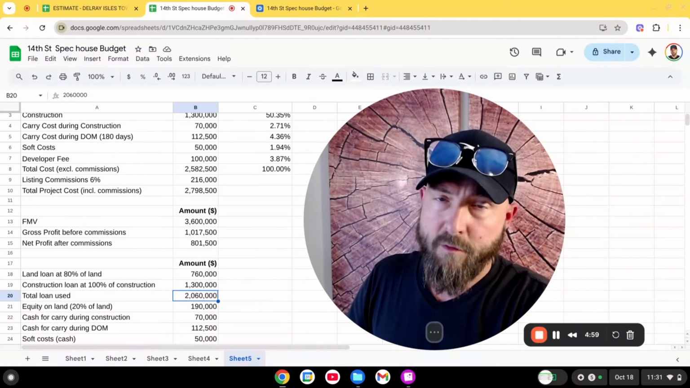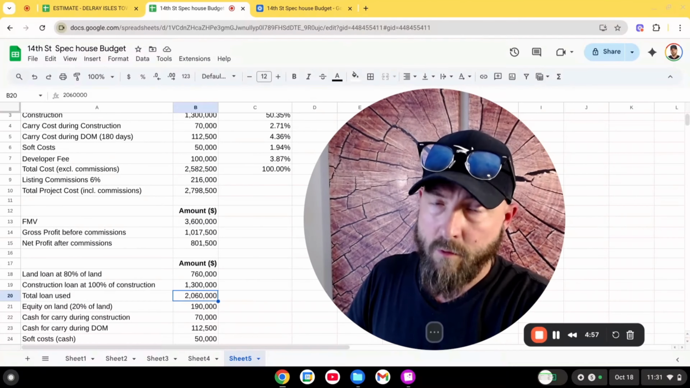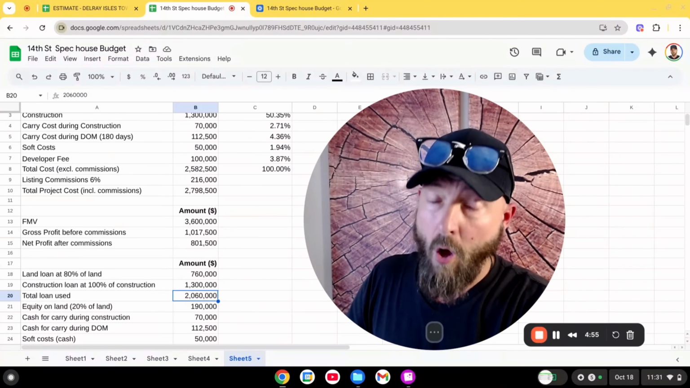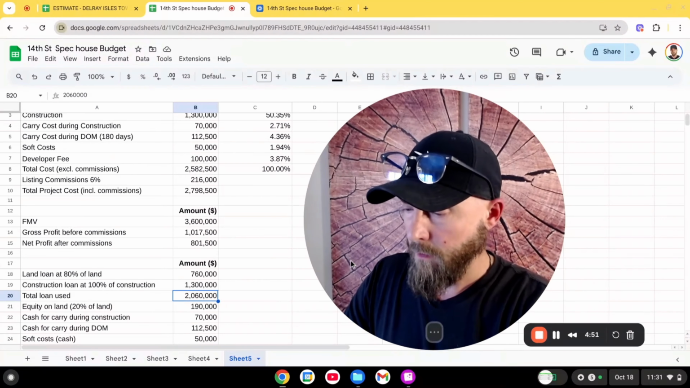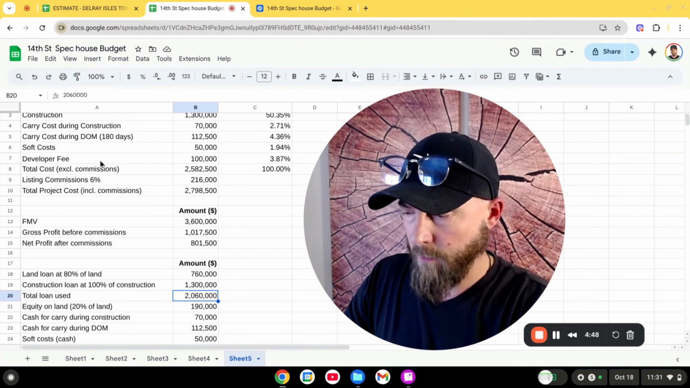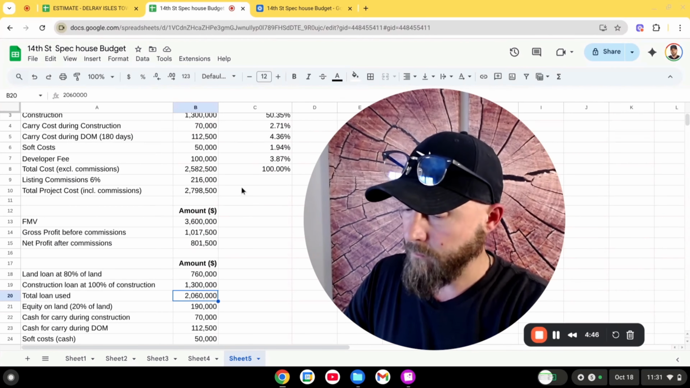So as you can see, it's a pretty sweet deal. Over a 30% return and 153% return on cash invested. This is a pretty unique deal. Like the profitability here is pretty good.